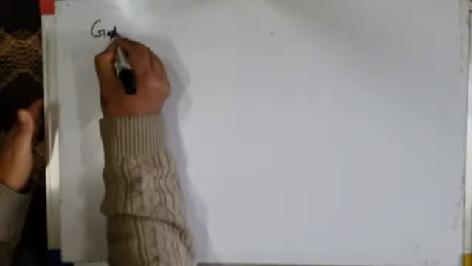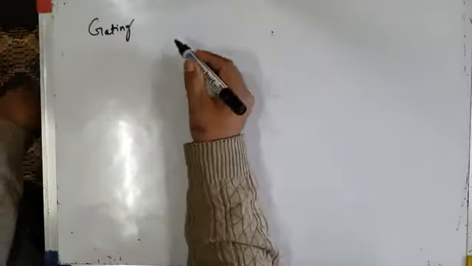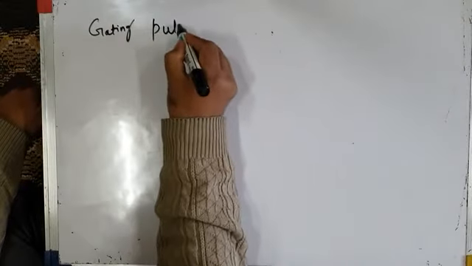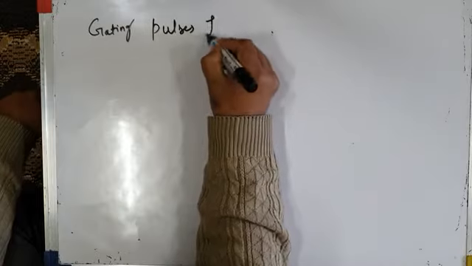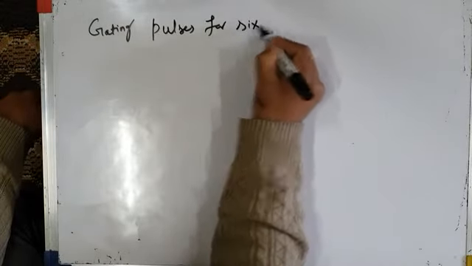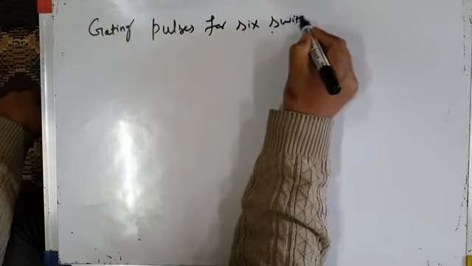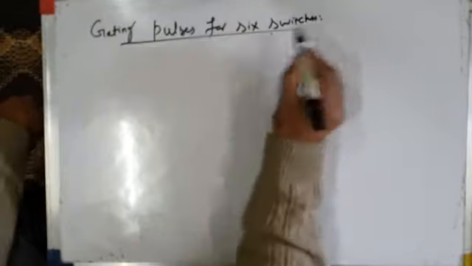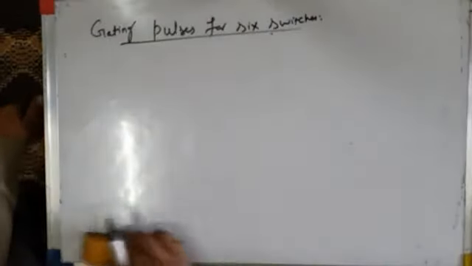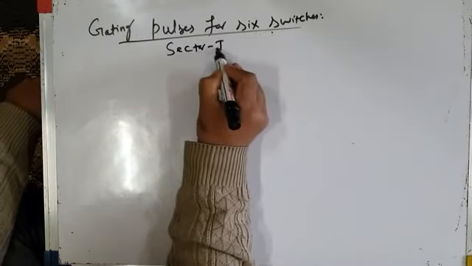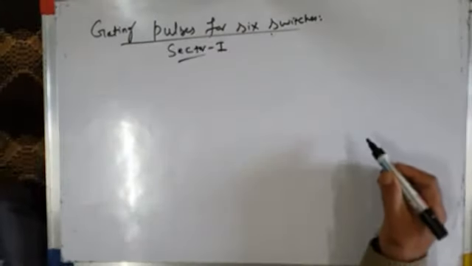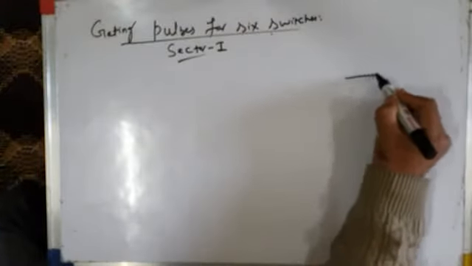Let us try to now derive the switching or gating pulses for the 6 switches of the inverter. We will sketch the gating pulses in each sector. We'll start with sector 1. Okay, sector 1 is this.